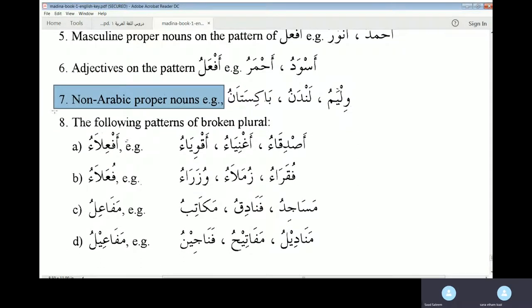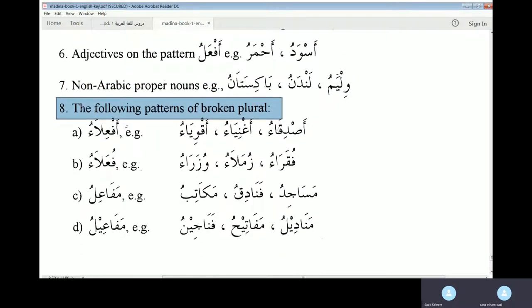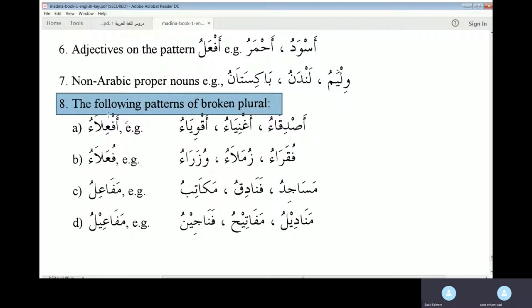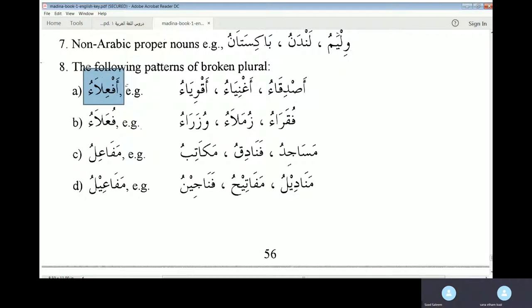Eighth would be the following patterns of broken plural. In this, there are four examples. One is af'ilau, following the pattern of af'ilau. For example, asdiqau, aghniyau, akhwiyau.